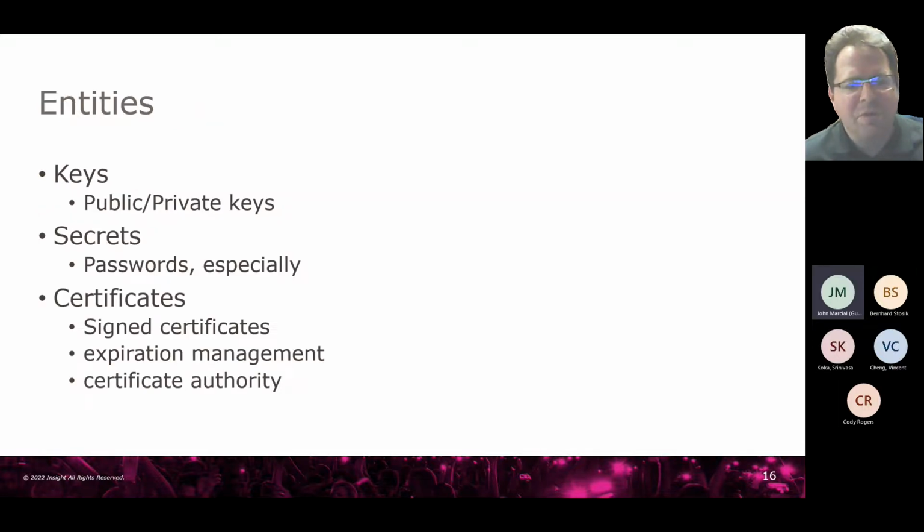So the types of entities that a Key Vault manages are fairly simple. There are three primary types that a Key Vault manages. There's keys, as in your public-private keys, for various different public key infrastructure settings that you might use, like security, SSL, or any kind of key signing, or a number of different applications.